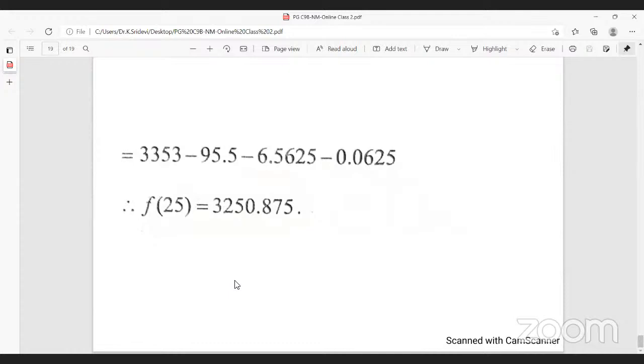So till now we have completed Newton's forward and backward interpolation formulas, Gauss's forward and backward interpolation formulas, Stirling's formula and Bessel's interpolation formula.